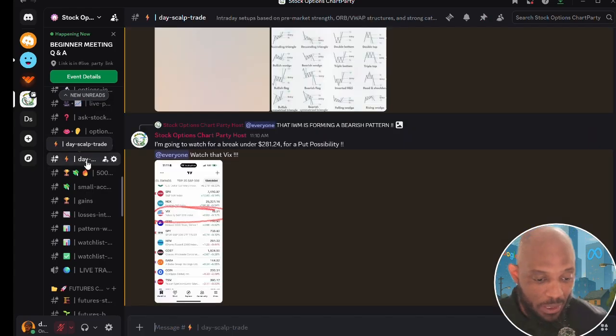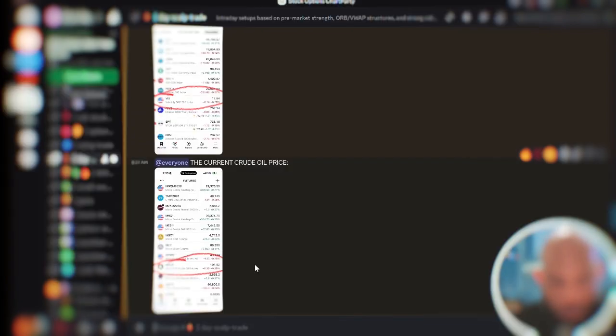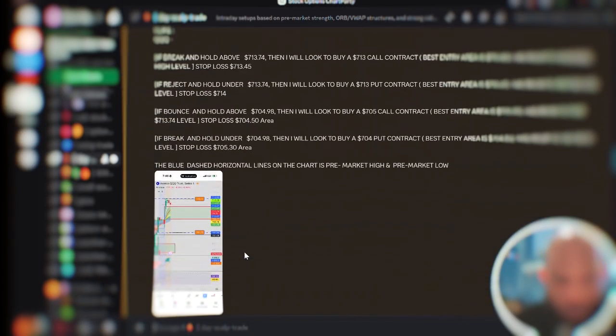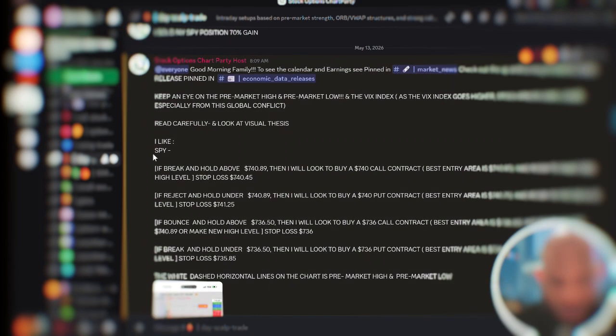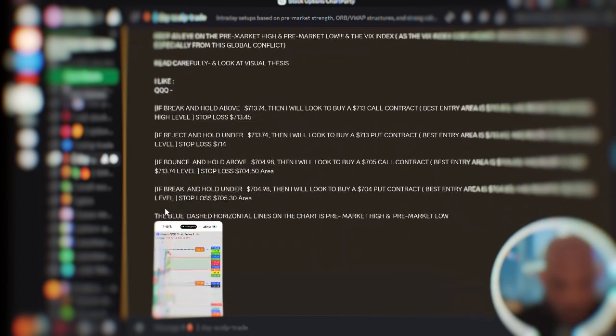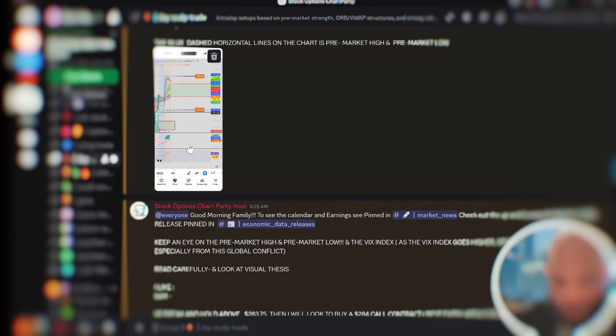Then you have day trades. In the day trade, I post daily levels for multiple assets. We have been doing ETFs, which is the SPY, the QQQ, the IWM. So these are the day trade watch lists.